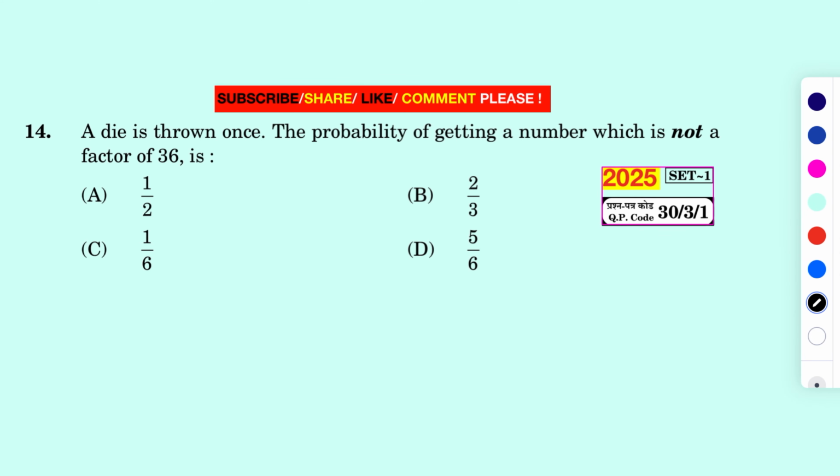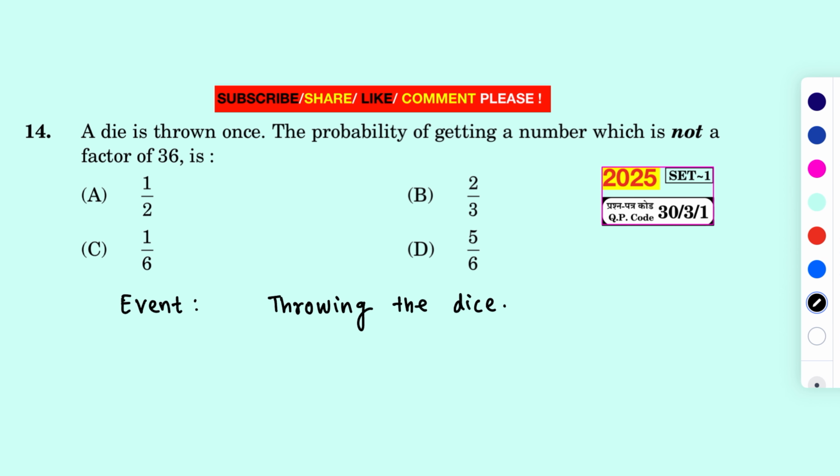A die is thrown once. The probability of getting a number which is not a factor of 36. Here the event is throwing a die. This is the event.